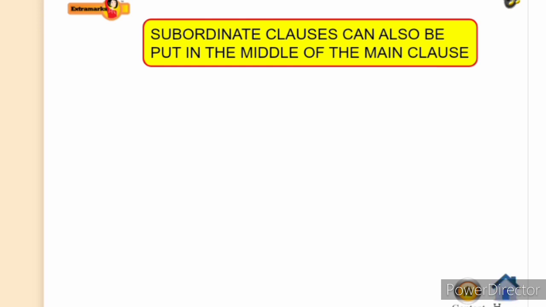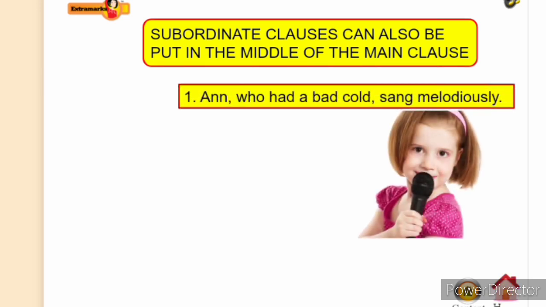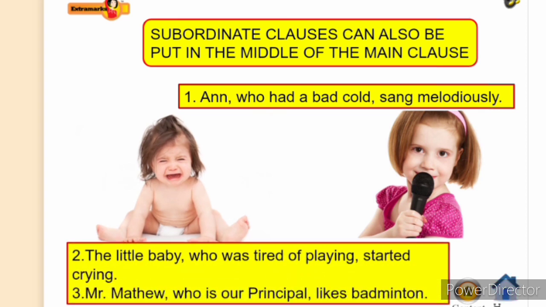Subordinate clauses can also be put in the middle of the main clause. The following are some examples of the same. Anne, who had a bad cold, sang melodiously. The little baby, who was tired of playing, started crying. Mr. Matthew, who is our principal, likes badminton.